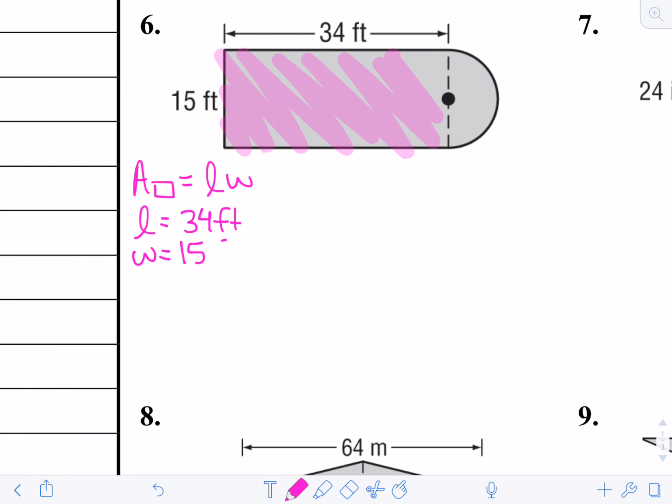So don't forget, especially today, because you have a paper worksheet, do not forget that you have to turn in all of your work with your worksheet. So area of my rectangle is going to be 34 feet times 15 feet. And when you multiply 34 times 15, you get 510 feet squared.